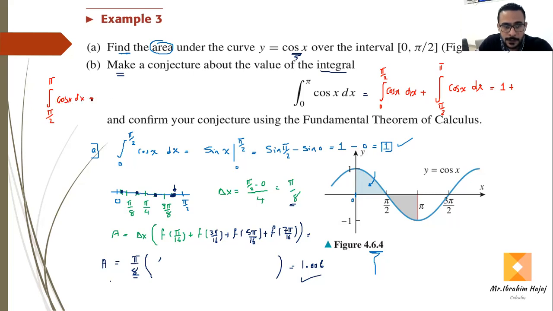Simply, the antiderivative of cosine x is sine x. Then at pi over 2 to pi, we have sine pi minus sine pi over 2, which is: sine pi is 0, minus sine pi over 2 is 1. So my area here is -1. So the answer is 0. The area here is 1 and the area here is -1, so of course they cancel each other, and the definite integral is 0.